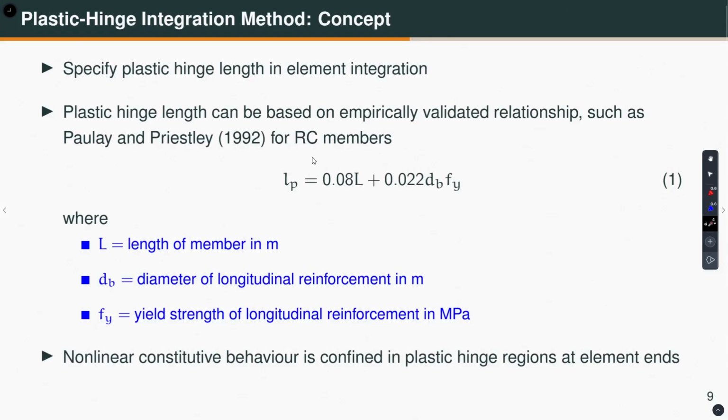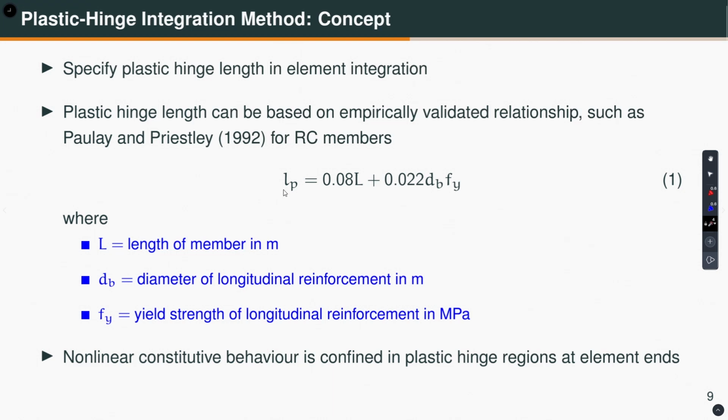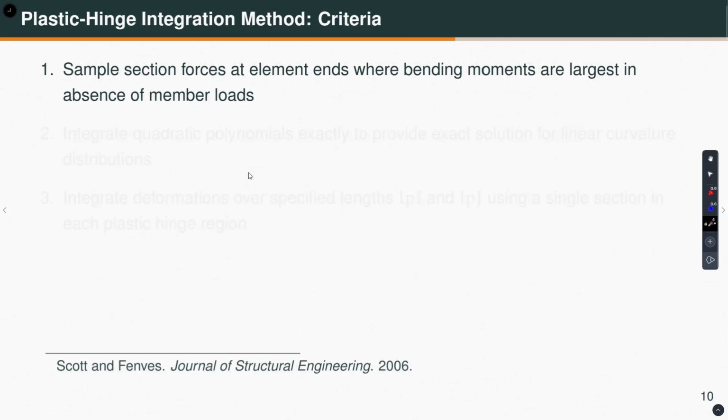So, as you can see, this is an empirical equation which gives me the length of the plastic hinge. Okay. So, what we are trying to do is confine all that inelastic deformation that is happening within the plastic hinge. Okay. So, that is the whole idea. We want to confine everything within LP. Now, how do we do that? Okay. So, the idea of this plastic hinge integration is we want to sample the section forces at element ends. Sample means we want to consider a cross section at the element ends, right, because that is where you have maximum bending moment.